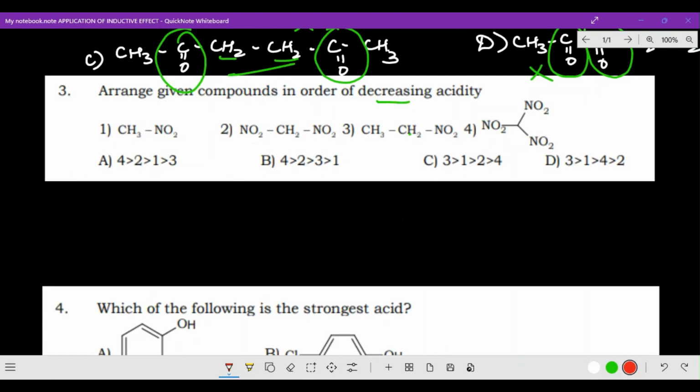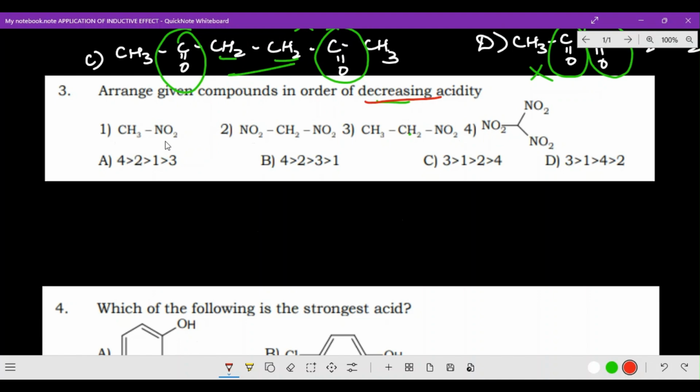The next question is: arrange the given compounds in order of decreasing acidity. So we have to identify which has more acidic strength and which has less acidic strength. Let us go and check it.